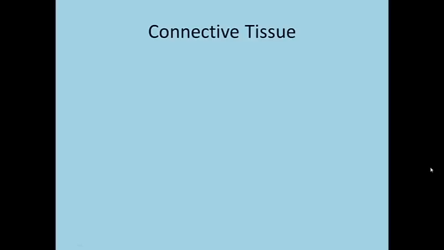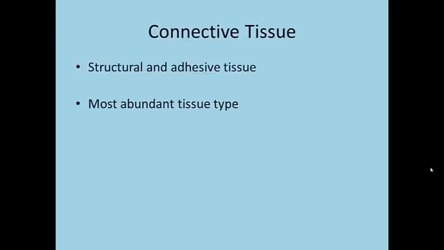The second tissue type is connective tissue. Connective tissue is this structural and adhesive tissue that basically binds all the other tissues in the body together, and gives them strength and support. It's also the most abundant tissue type in the body, and you'll find it everywhere.